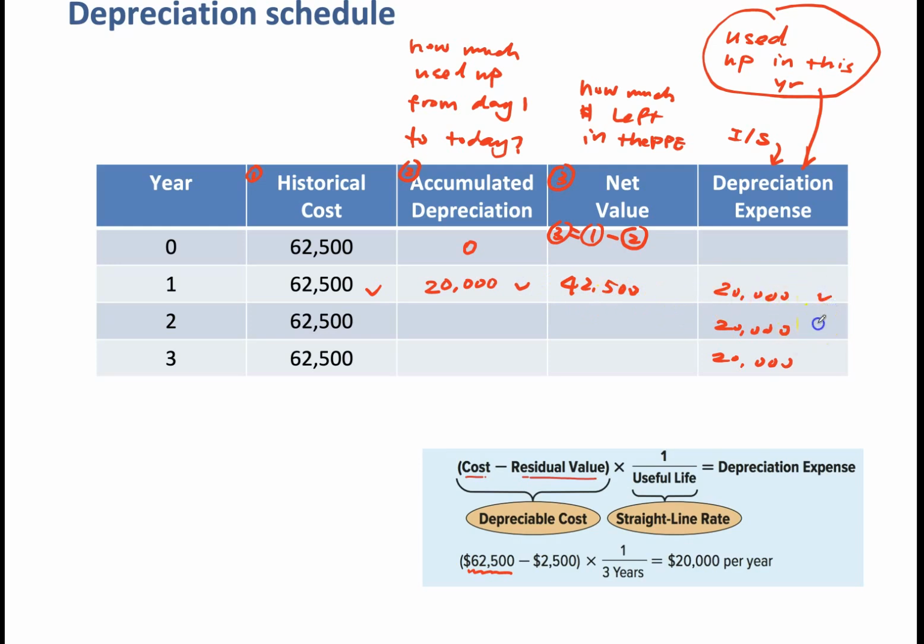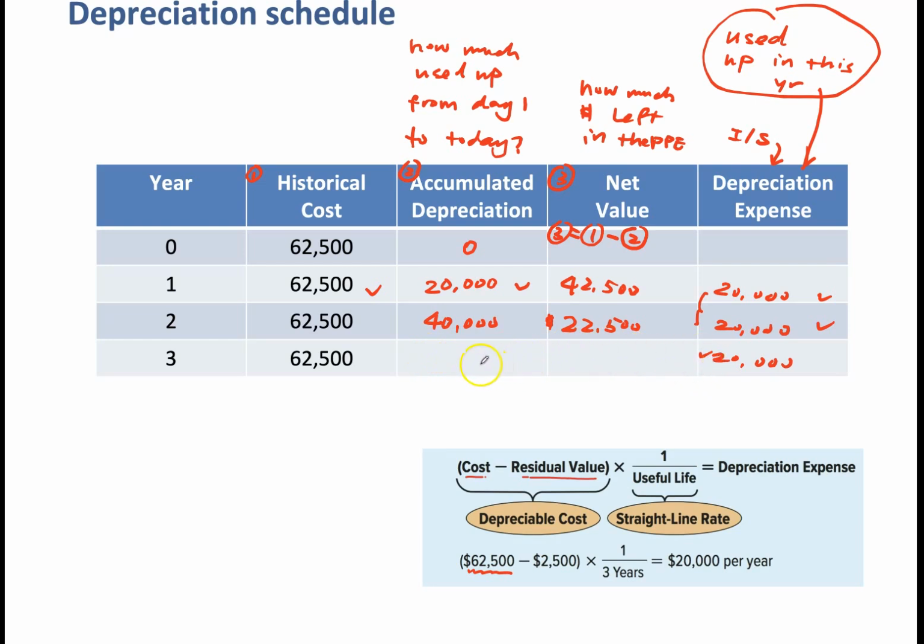Year 2. Year 1, we used up 20,000. Year 2, we used up another 20,000, right? That means in year 2, accumulated depreciation would be the 2 years of depreciation expenses added up. That's 40,000. 62,500 subtracting 40 equals $22,500. This is how much dollar amount has left in our machine or our vehicle to be used in the next year. The last year, the third year, we use up another 20,000.